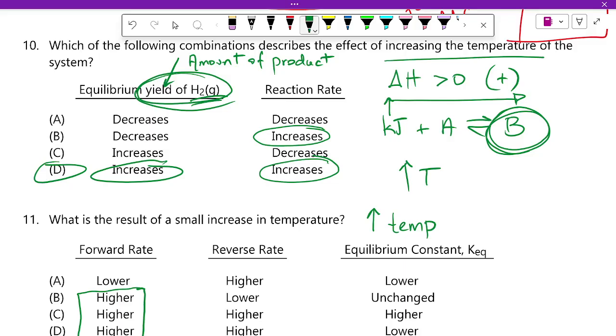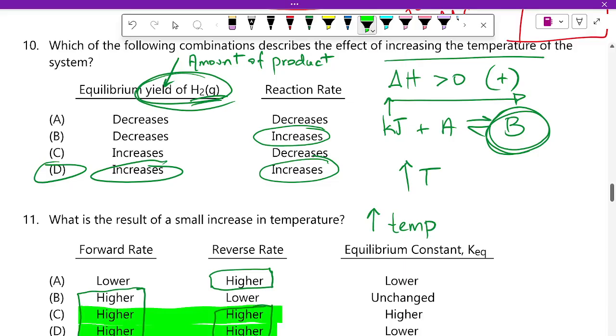And reverse rate, once again, 3 of them are higher, so I would probably guess that. But also, if you increase temperature, what happens to rate? It gets higher. It doesn't matter whether it's the forward or the reverse. Both forward and reverse are going to get faster. And so now we are down to these 2 here.